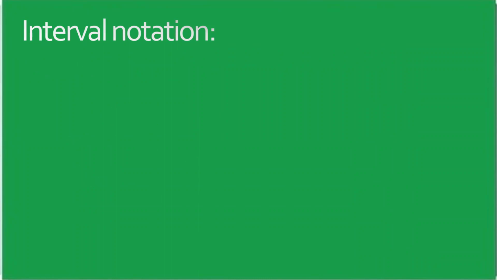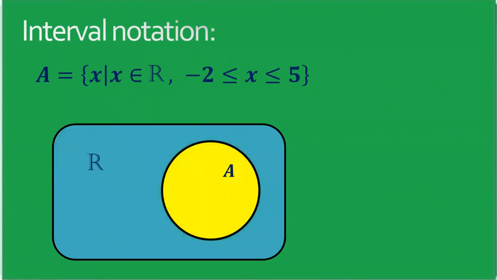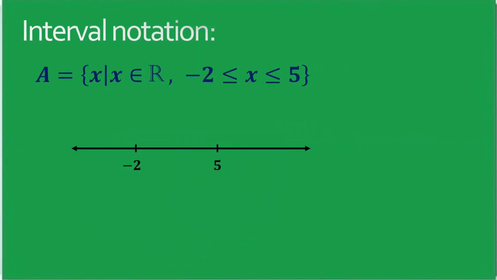For example, set A is the set of all elements such that x is a real number greater than or equal to -2 and less than or equal to 5. Here we cannot show all the elements or limits of this set, but we can show them with a number line. Now let us illustrate set A with a number line.